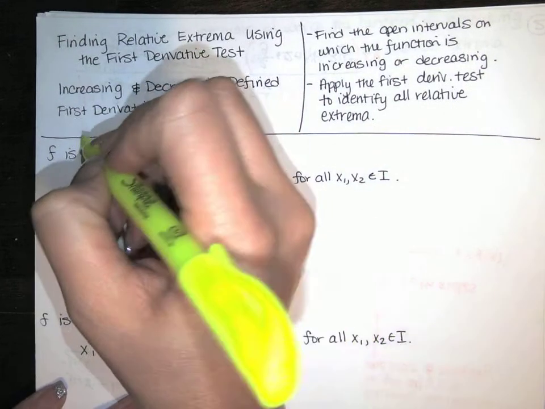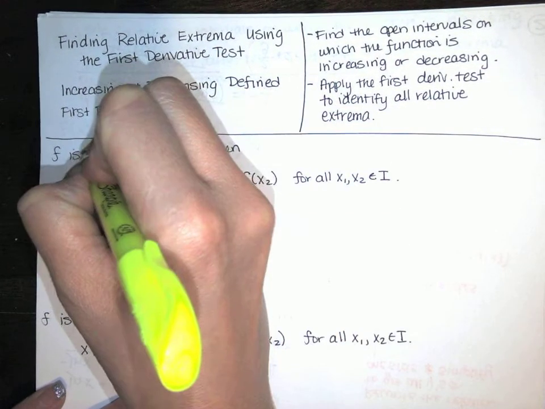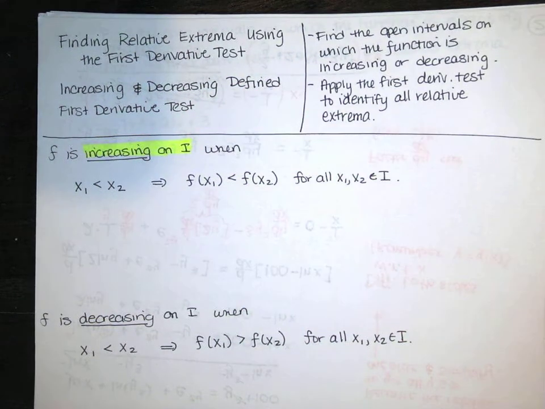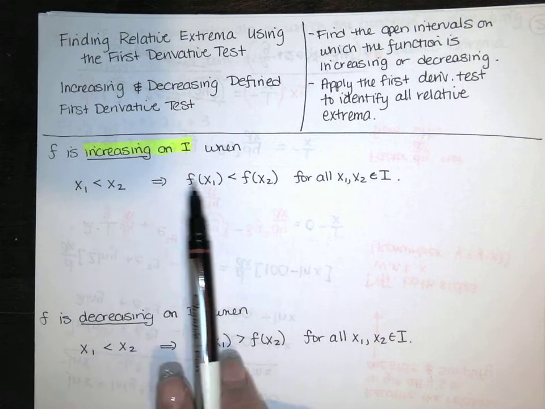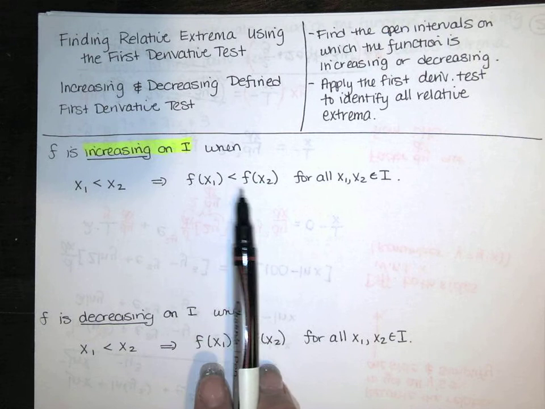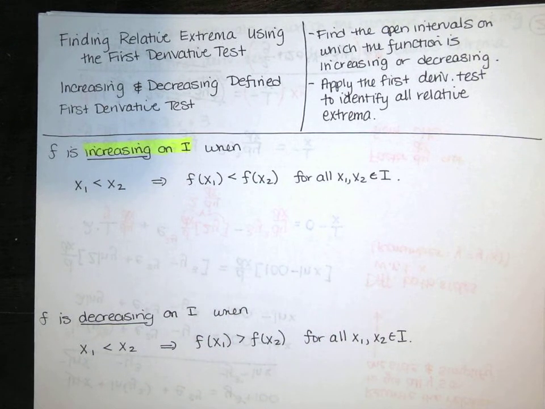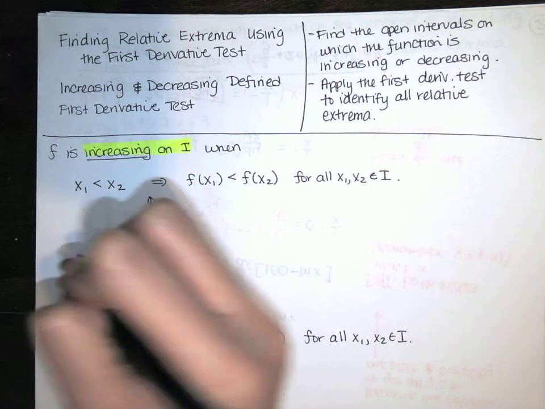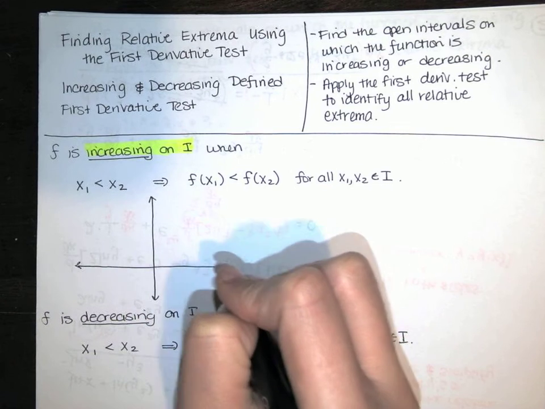Now, we say that a function is increasing on an interval I, so that might be an interval from a to b, let's say, if x1 being less than x2 implies that f of x1 is less than f of x2 for all x1 and x2 in I. So let's think about what this means. It's probably exactly what you would expect, but let's talk about how these symbols mean exactly that.